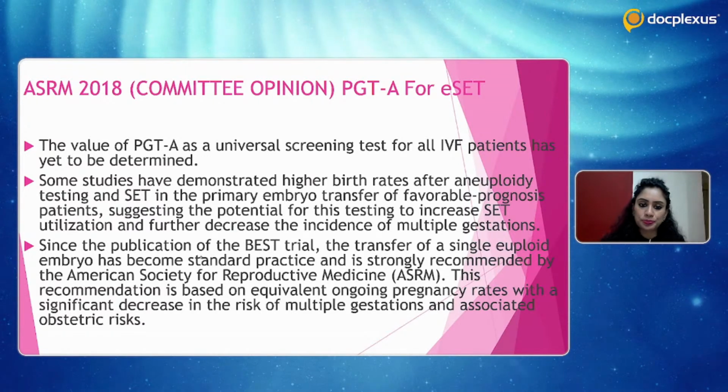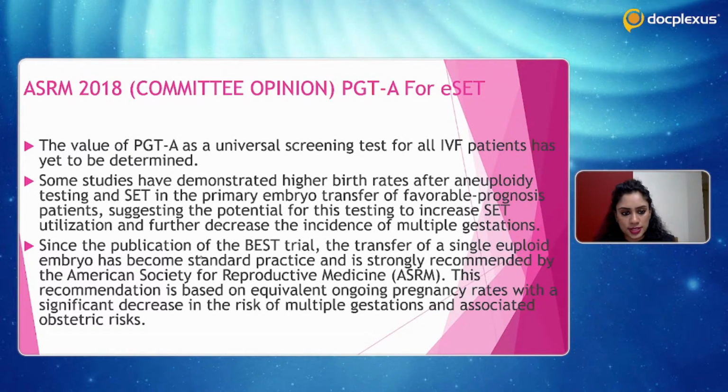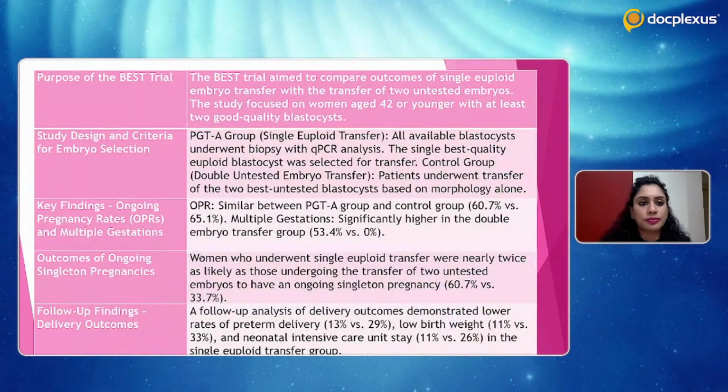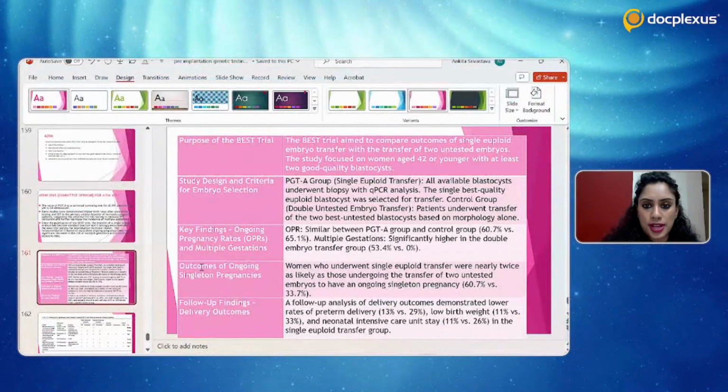There was a BEST trial which was published, and the transfer of a single euploid embryo has become standard practice and is strongly recommended by the American Society for Reproductive Medicine. This recommendation is based on equivalent ongoing pregnancy rates with a significant decrease in the risk of multiple pregnancies and obstetric risks. So now briefly we'll talk about the BEST trial.